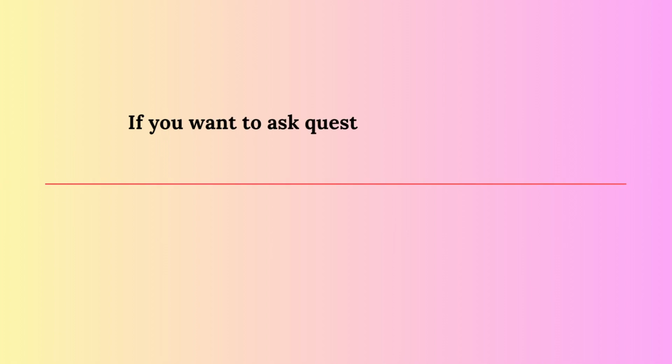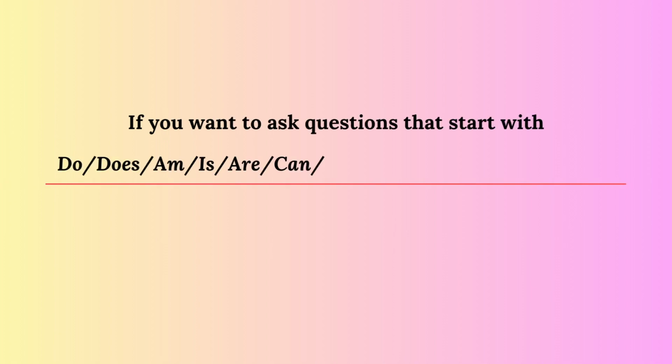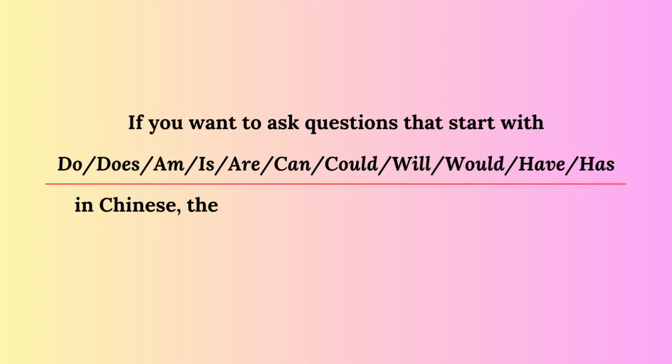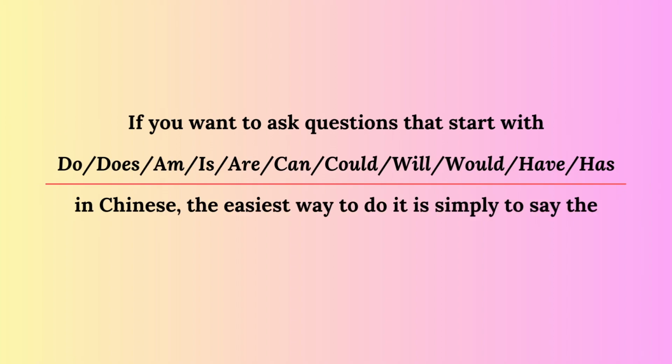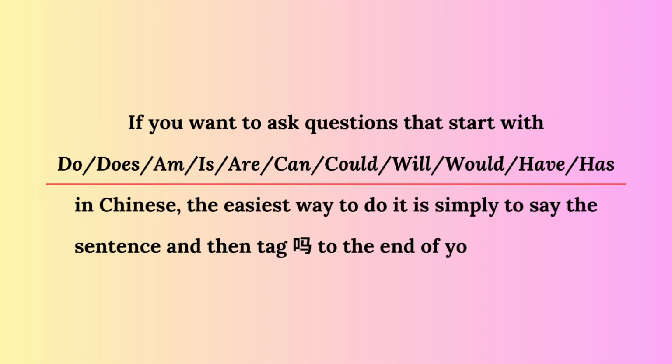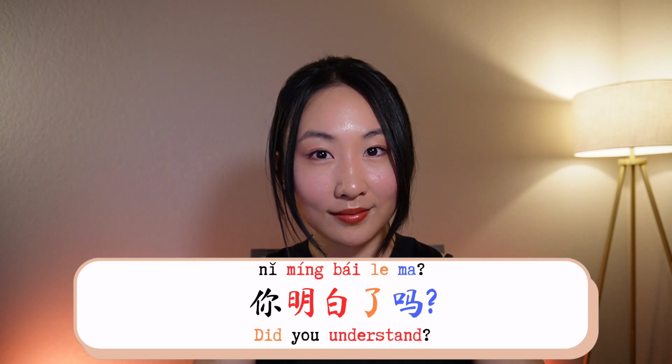So let's just quickly review. When do we use ma? So we use ma for the questions that start with do, does, am, is, are, can, could, will, would, have, has. These questions. Do you understand now? 你明白了吗? And of course, not all questions in Chinese simply require ma at the end.